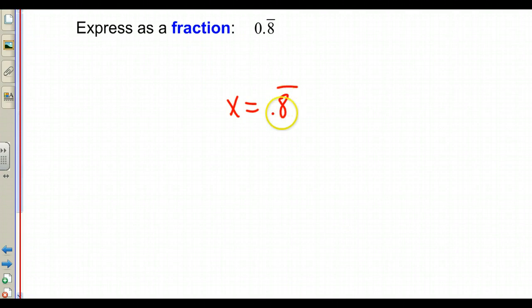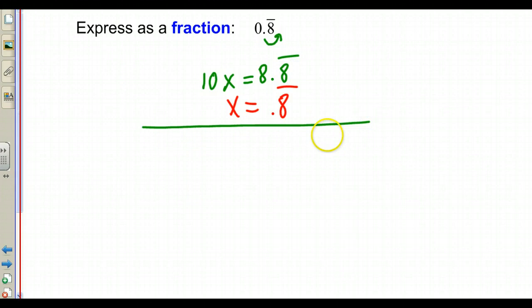And so what's kind of neat is if I can just move this decimal place over one place, I would be able to subtract from that. And so to move it over one place, I'm going to multiply by 10. To do that to both sides to be fair. So I multiply the left-hand side of this equation by 10. And if I multiply the right-hand side by 10, I get 8.8 repeating.